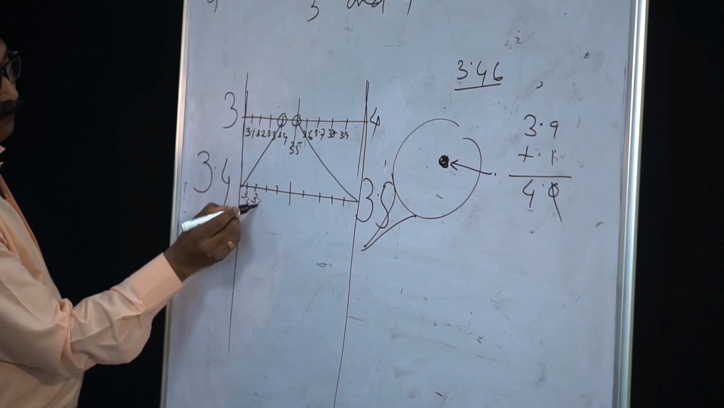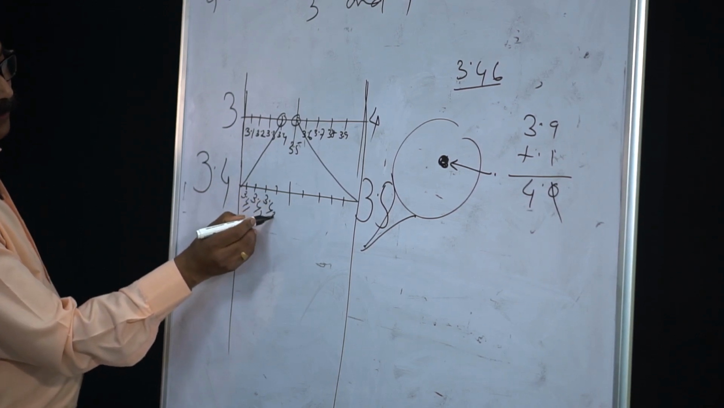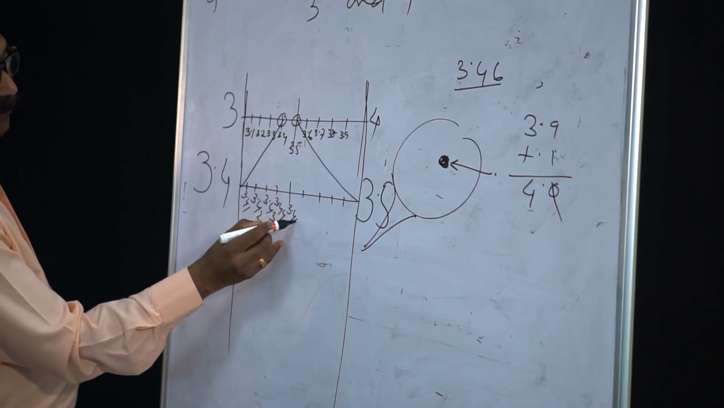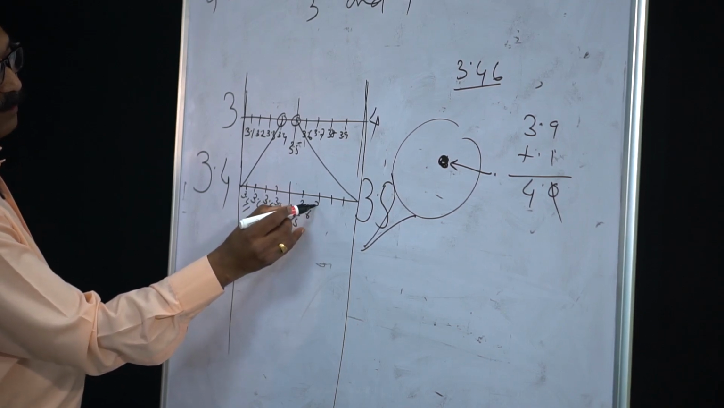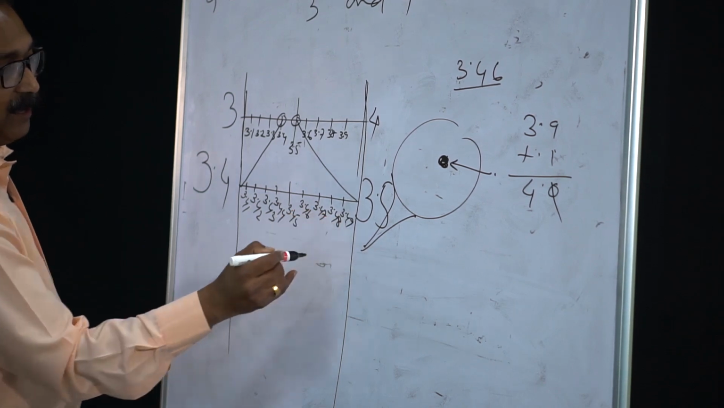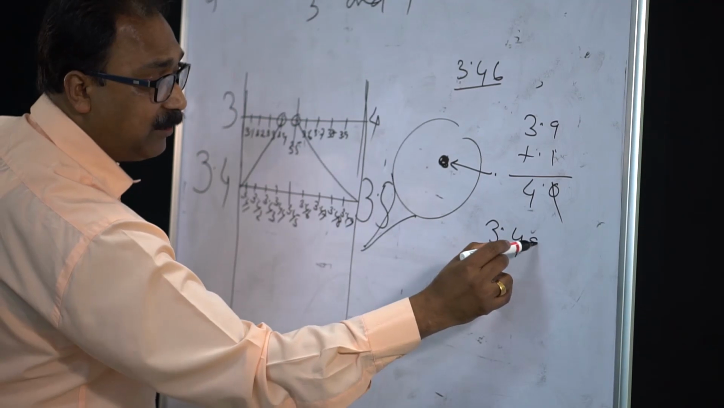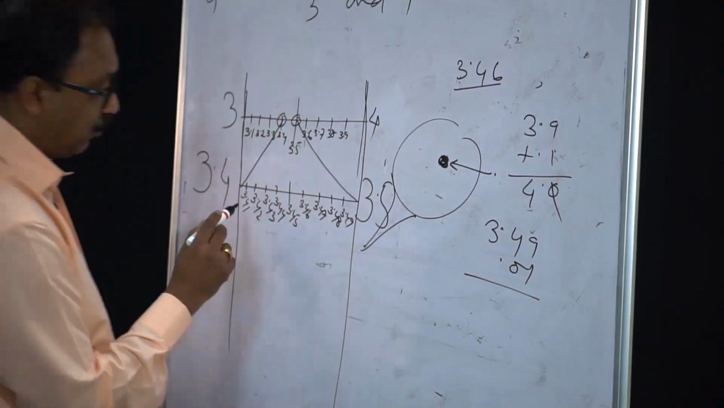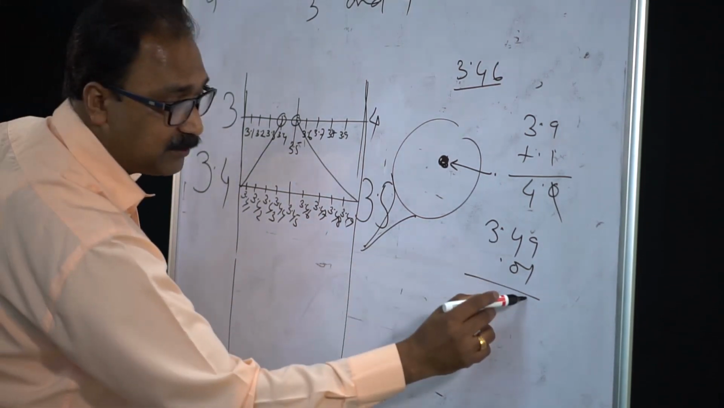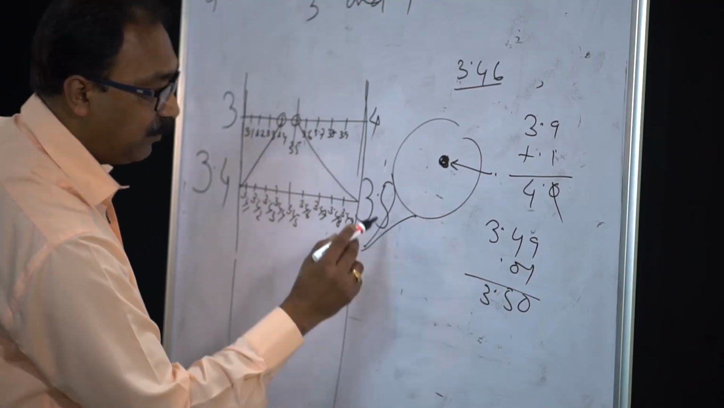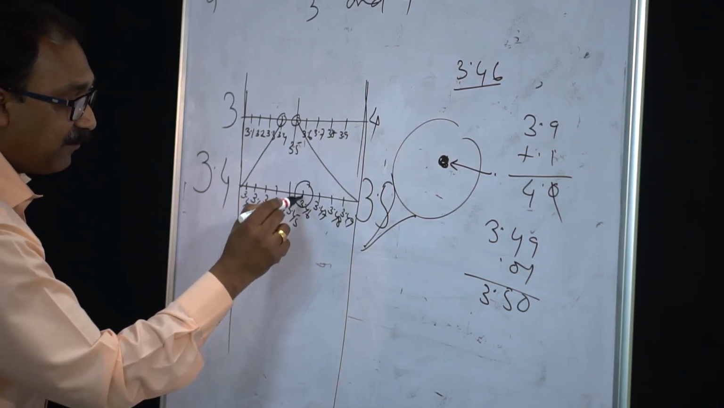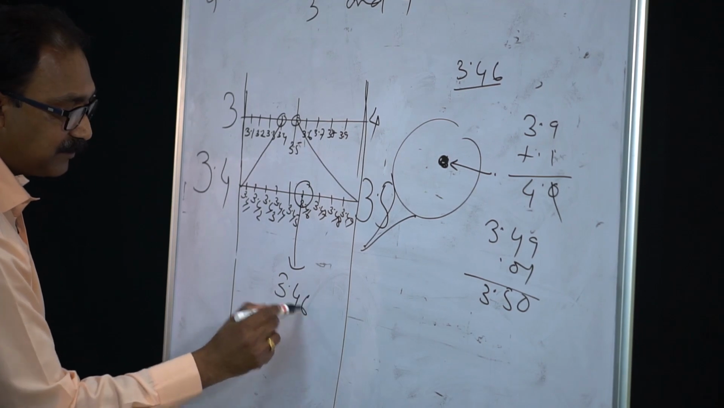3.41, 3.42, 3.43, 3.44, 3.45, 3.46, 3.47, 3.48 and 3.49. And after 3.49 you add 0.01, because 0.01 is increasing, and it becomes 3.5. Clear? So you get 3.5 here. Isn't it? So where is 3.46? Here. So you can find 3.46 in the number line.